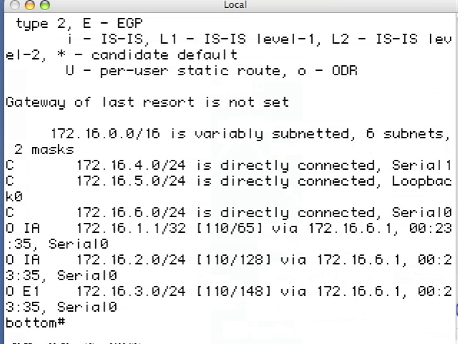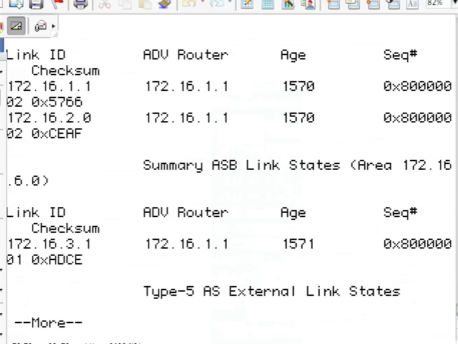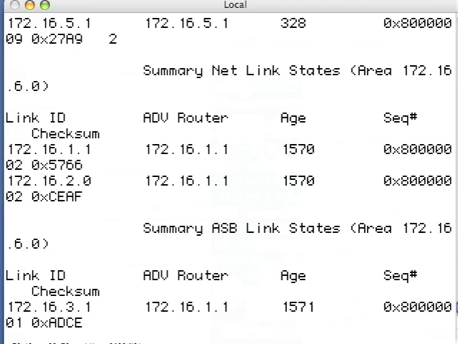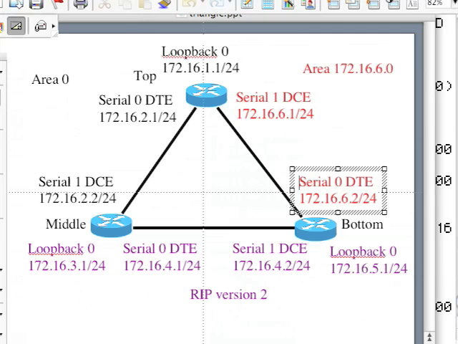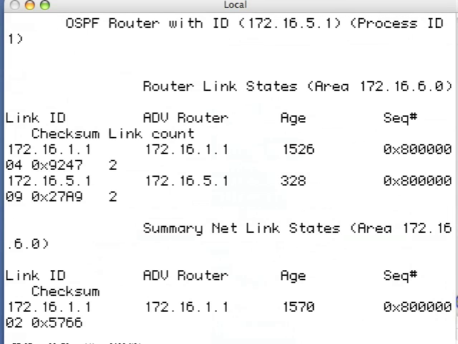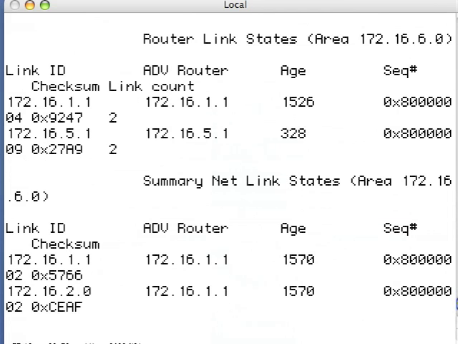Okay, let's look at our OSPF database. In our OSPF database, this is the bottom router. It is just in area 172.16.6.0. There are two routers in that area because that area consists of the red area here, which means that the top router and the bottom router are the only two OSPF routers in that area. The middle router is in a different area, and router LSAs are only flooded within an area. So within there, we have the two router LSAs.